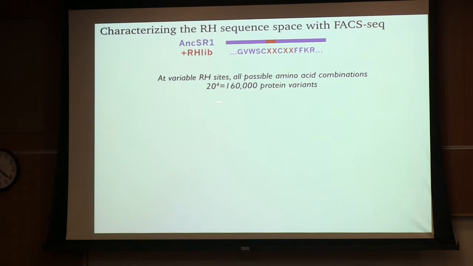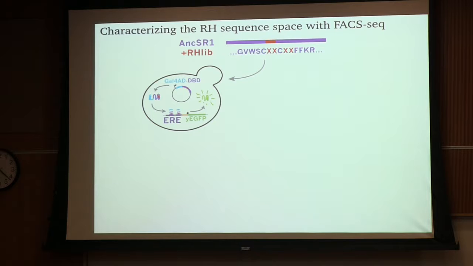So what Tyler did was he looked at all possible combinations at four key sites in the recognition helix. It's the three that changed during evolution, plus one more, that lysine, which is involved in hydrogen bonding to the DNA, and it is variable in some nuclear receptors between K and R. So these are the four variable sites in the recognition helix, including the three that confer the change in specificity.